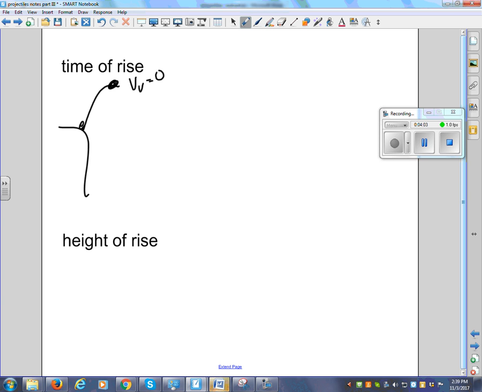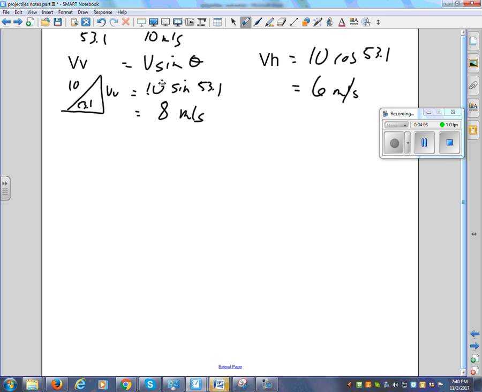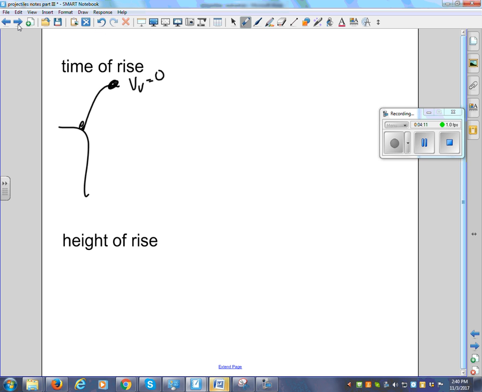Do we know the initial? Yeah, it's 8. Right? Do we know the acceleration? Negative 9.8. Right? So it's a pretty straightforward application of VF equals VI plus AT. Again, an old kinematics friend. The VF in this case is our final vertical component, or 0. The VI was 8 plus minus 9.8 T. Right?